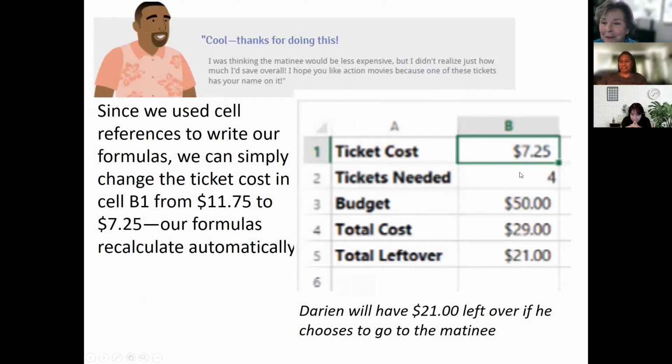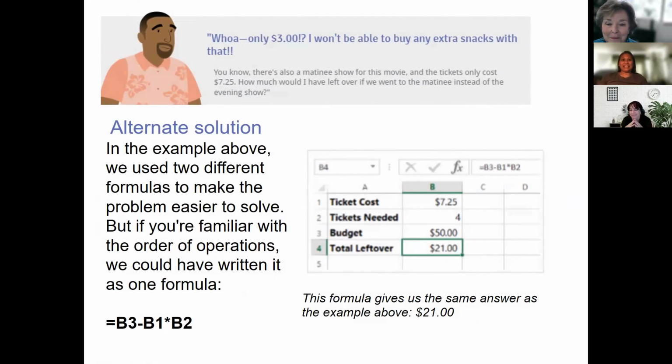Now if we go to a budget movie, a matinee, you can go to $7.25 and you'll have $21 left over. So now you can figure out this is a better move. Let's go to a different theater and we'll save some money if we go to the matinee. So this gives another way to solve the problem. We have two different formulas, but you could do it all in one. Notice we left off one row here.